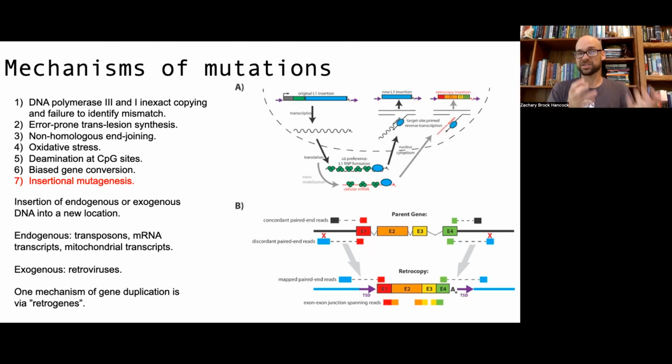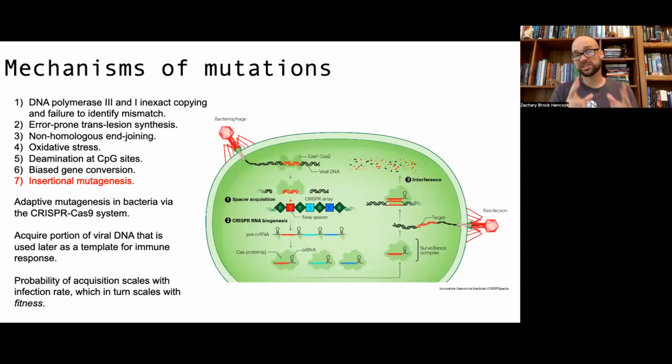You can also have the same process occurring with a post-processed mRNA. So all the introns have been spliced out, but it gets grabbed by a reverse transcriptase and placed back into the genome. Both of these lead to what are called retrogenes. These are mRNA transcripts that get accidentally reinserted back into the genome. So this is another important mutational process. Now, this exact mutational process is a key component in what we call adaptive mutagenesis in bacteria via the CRISPR-Cas9 system, which is involved in immunity.